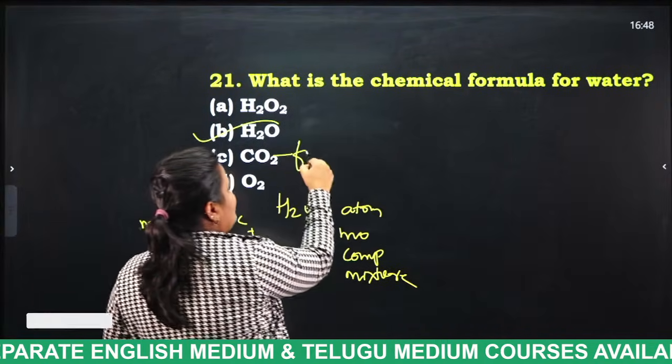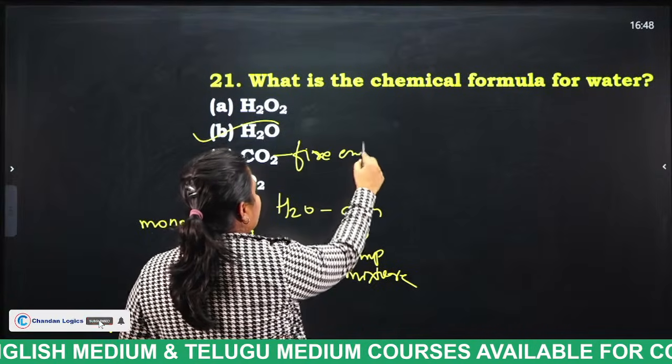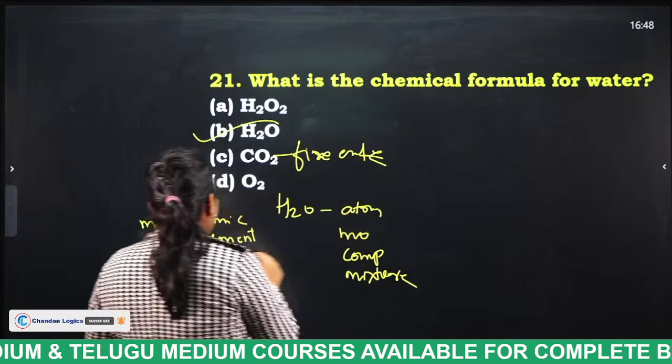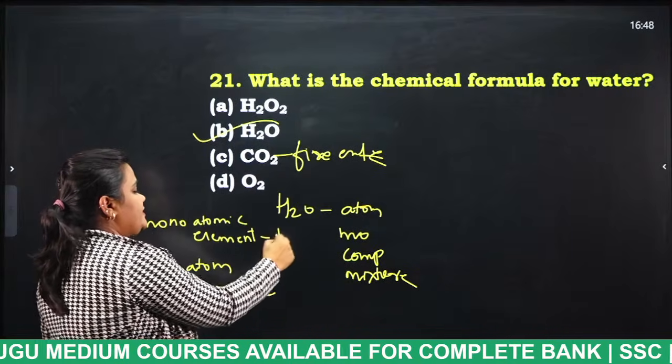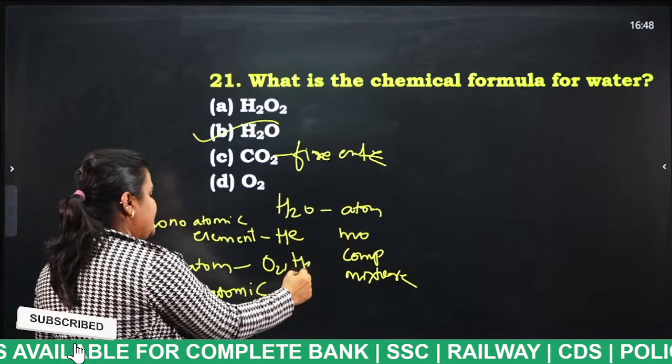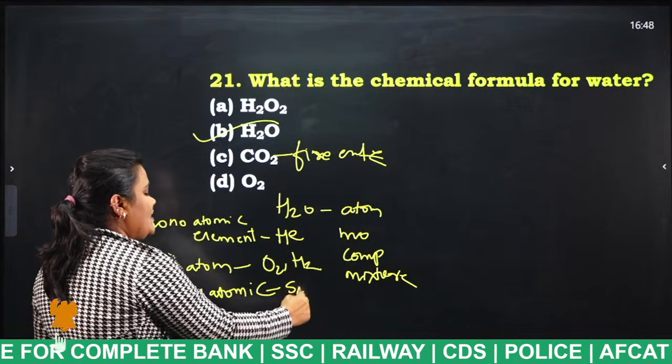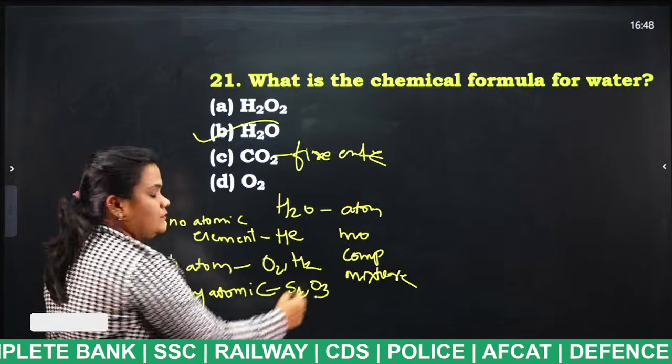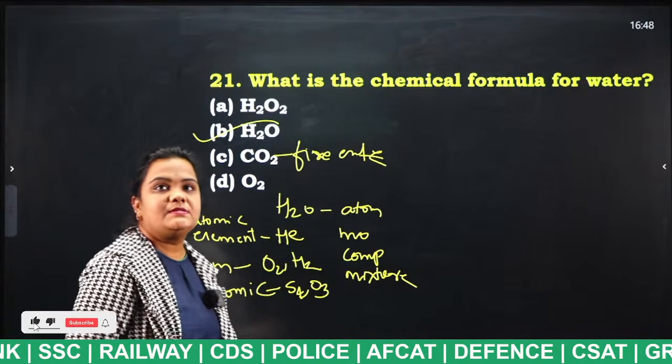And what is the answer, students? CO2. This CO2 is used as a fire extinguisher. Okay? Monoatomic element is He, helium. Diatomic element is hydrogen, oxygen, and polyatomic elements are sulfur and ozone. Clear? Yes.